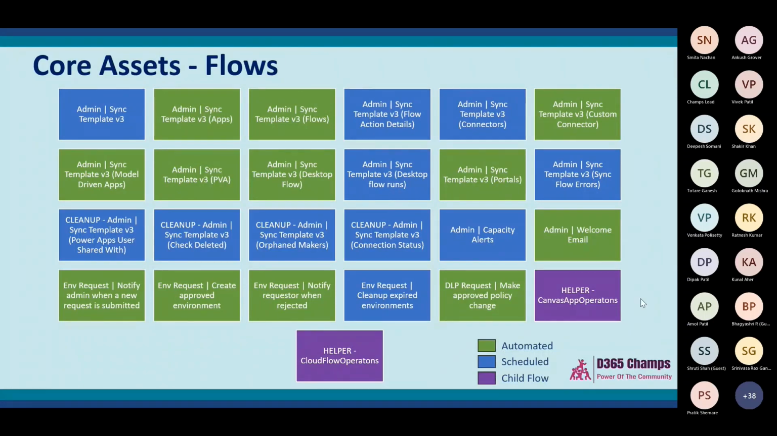And then we just have one helper flow which will be used for all of the cloud flow operations. So we have various flows here, but the main intention of these flows is to simply get the information about all of the apps, flows, Power Virtual Agent, custom connectors, environments that we have inside of our Power Platform environment, and then store that entire information into the tables that we have seen before.